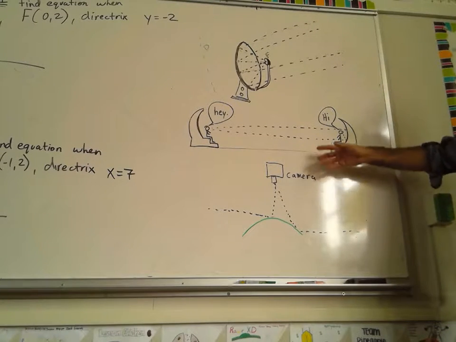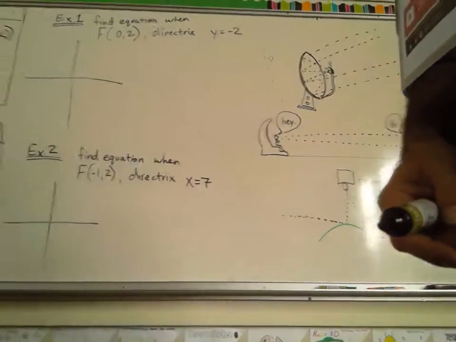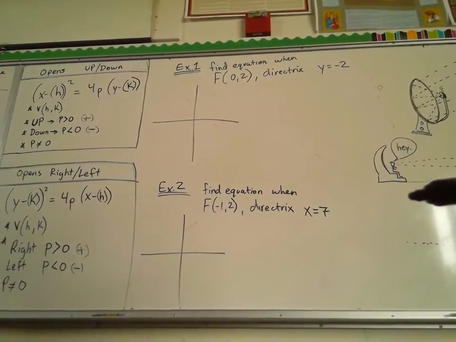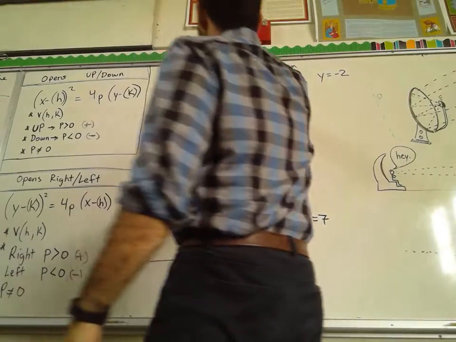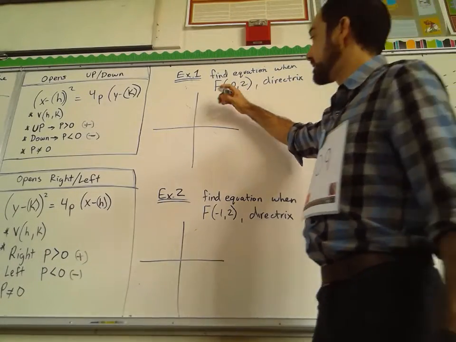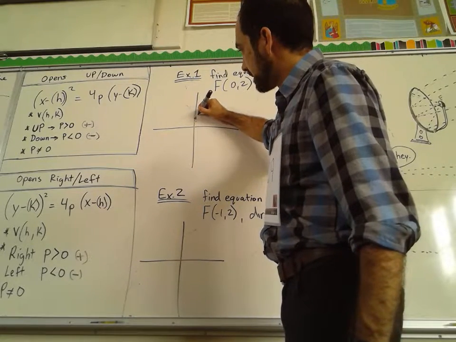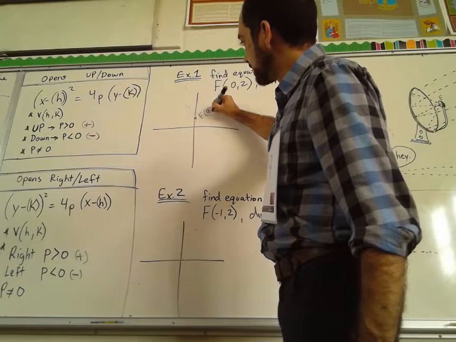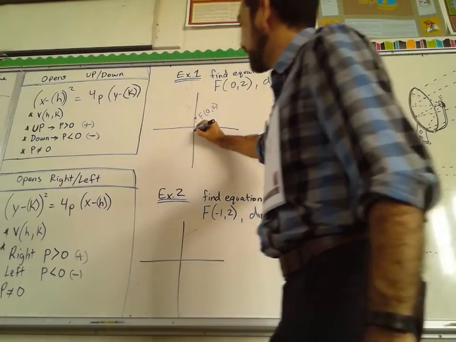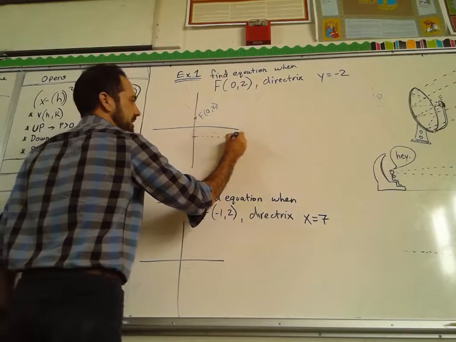Now, we want to be able to look at these example problems and not stumble. Let's look at them together. Find the equation when the focus is (0, 2). So watch, (0, 2), there is my focus. Directrix at y equals -2. So I go down for 2, -2 for y, and there is my directrix.